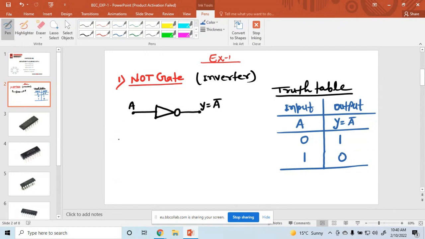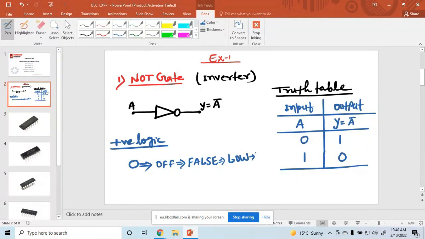So our logic, here I'm considering positive logic. If 0 is given, 0 means off. That means you can say false, or low, or simply you can denote it by capital L. That is the same thing. So somewhere it is written off, false, low, L, that is the low.